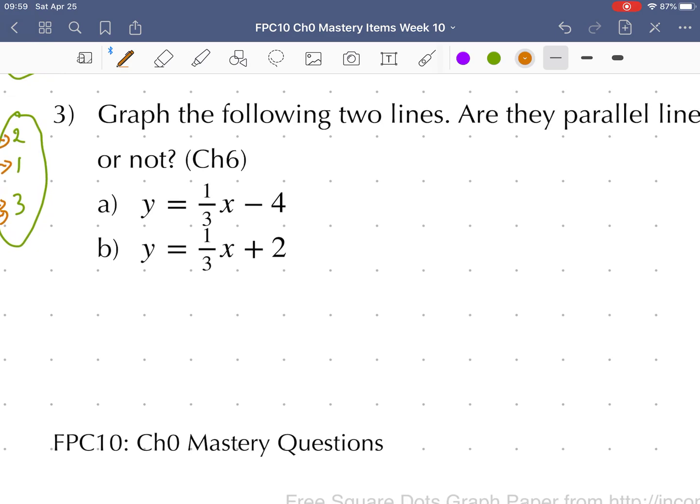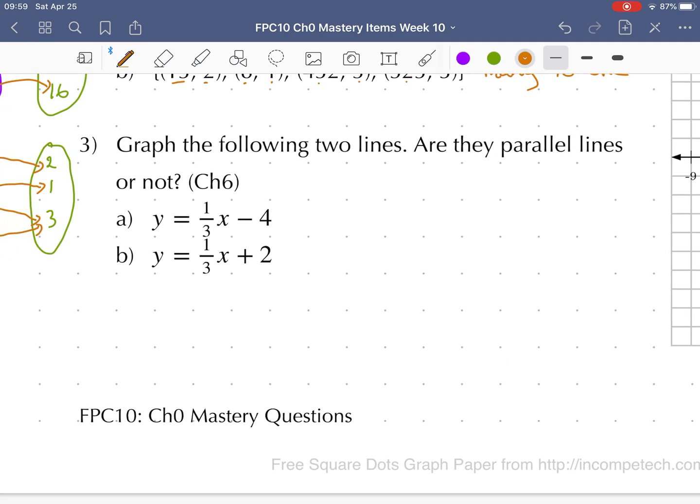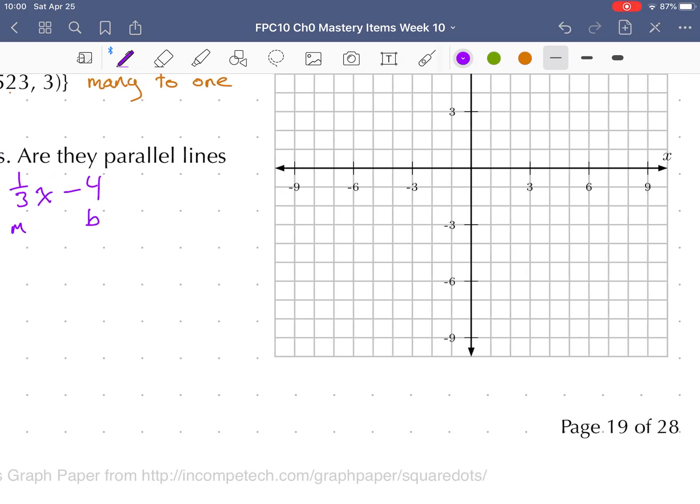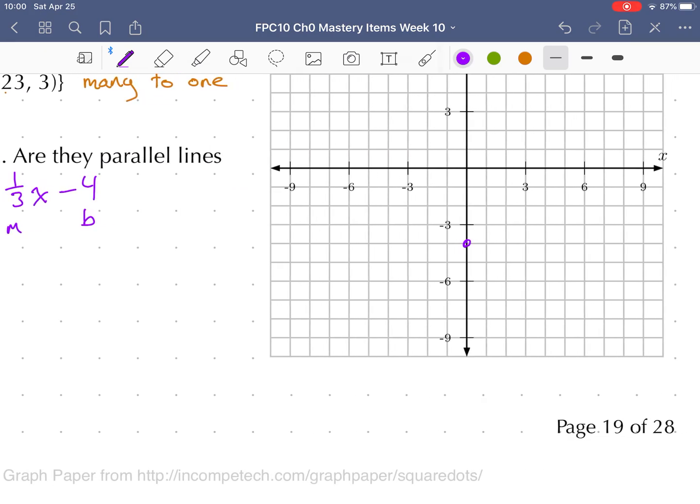All right, number 3. Graph the following two lines. Are they parallel lines or not? All right, so let's look at our first graph. Y equals 1/3 x minus 4. 1/3 is our slope. Rise of 1, run of 3, so up 1 over 3. Our start value, or our y-intercept, is at -4. So we put a dot at -4 right here.